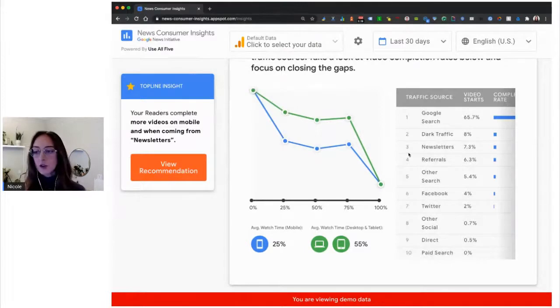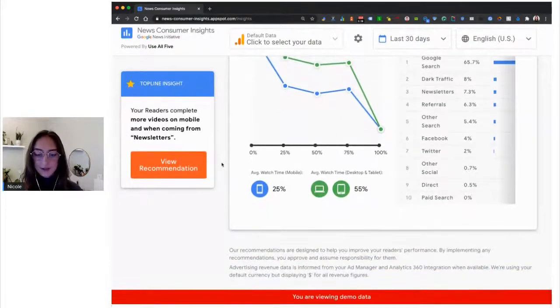And then if we take a look here on the right-hand side, it will bring you to our traffic sources. And so, for example, number one traffic source is Google search. So video starts are 65.7%. Understanding those traffic sources, how to parse through them, where users are coming from, will help you understand how you potentially can engage better with your video content.